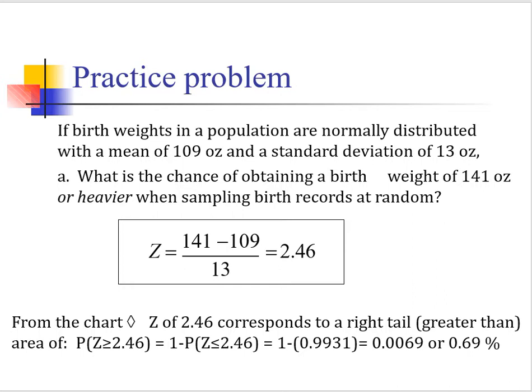From the Z table, 2.46 corresponds to a left-tail area. The right-tail area greater than 2.46 is equal to 1 minus the probability of Z less than or equal to 2.46, which is 1 minus 0.9931, equal to 0.0069, or 0.69 percent.